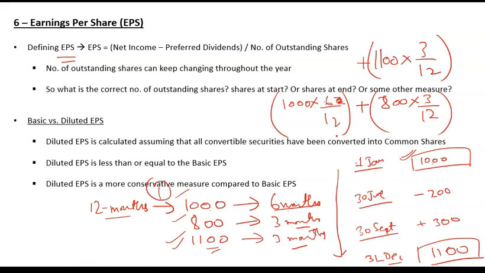Now once you have weighted average number of shares, you can plug it in the denominator and then you can calculate the EPS using the formula that we just discussed. That is net income available to common shareholders divided by weighted average number of outstanding shares. And what is net income available to common shareholders? It is net income minus preferred dividends.